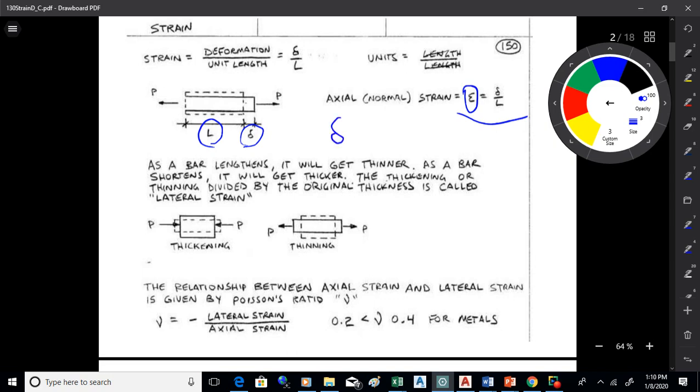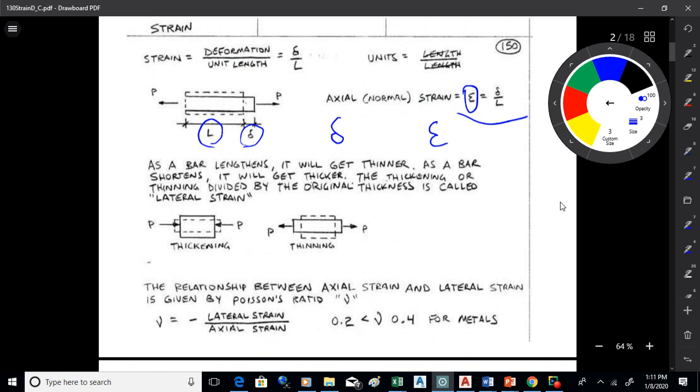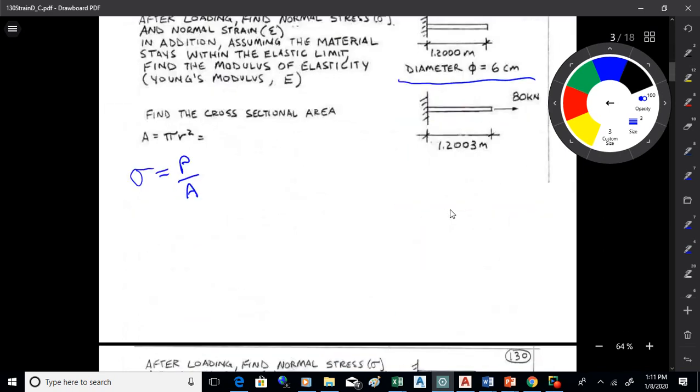I'm just trying to help you remember this stuff. And then epsilon, of course, looks an awful lot like an E, because that turned into our letter E. Okay. So epsilon, which is the strain, is delta over L. So why don't we have a look at this thing we're dealing with. This is page 150 here that I'm looking at. So the basic formula is epsilon is delta over L.